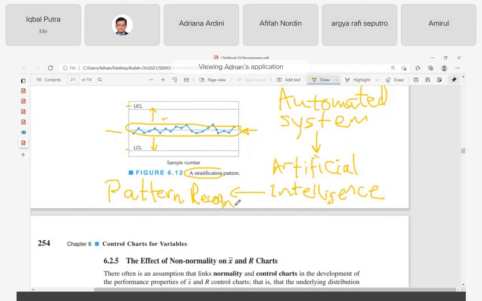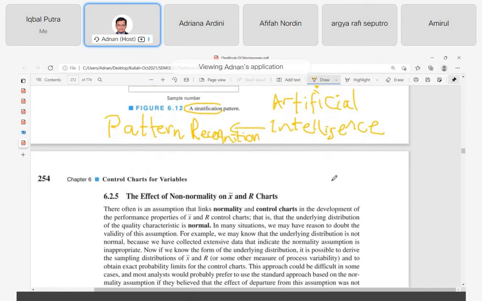Nowadays people are talking about Industry 4.0, using AI, using robotics, using the internet. So this is one of the applications of AI in quality, recognition of patterns. They can also use AI to recognize shapes, to recognize different features of products for visual or vision inspection and so on. All right, any questions so far?